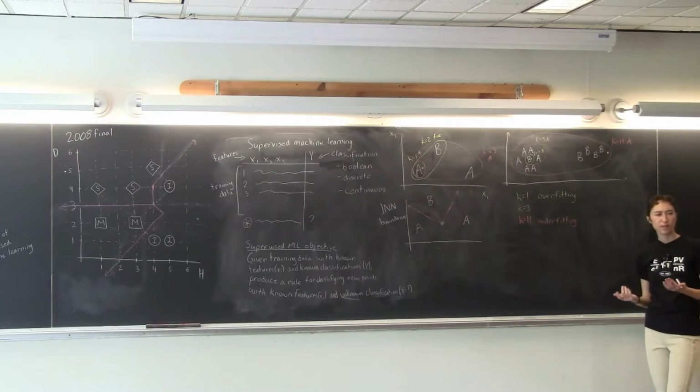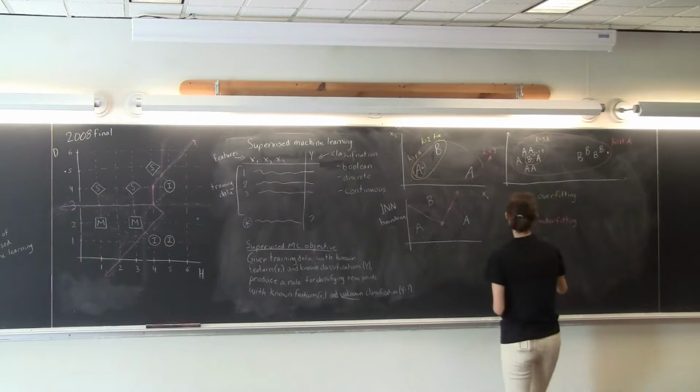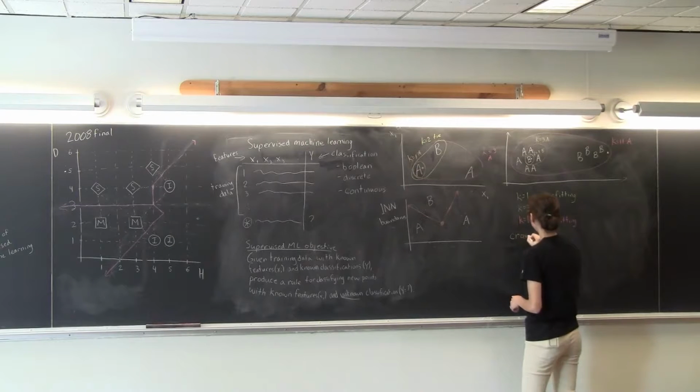So now we might ask, how do we find a good value of k? That's when this thing called cross-validation comes in.